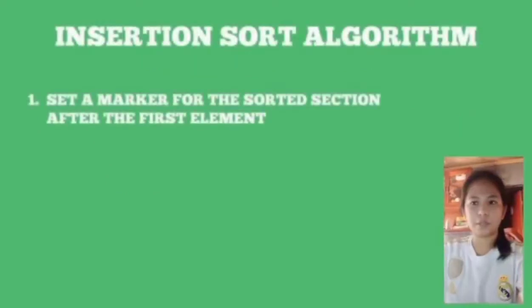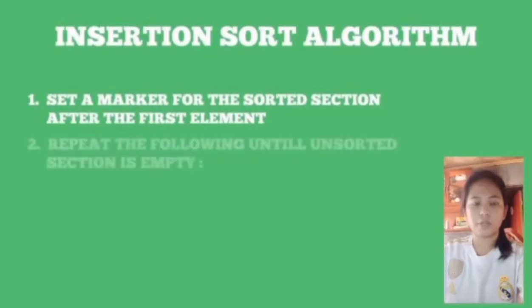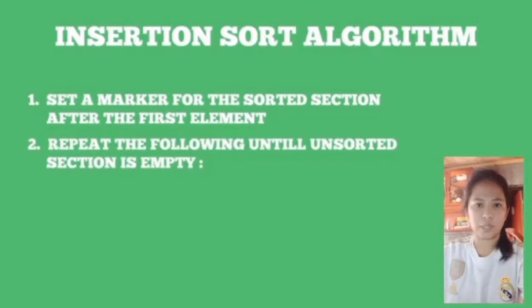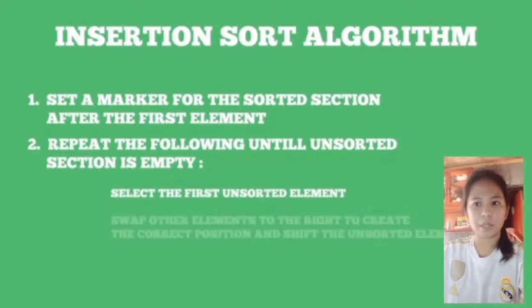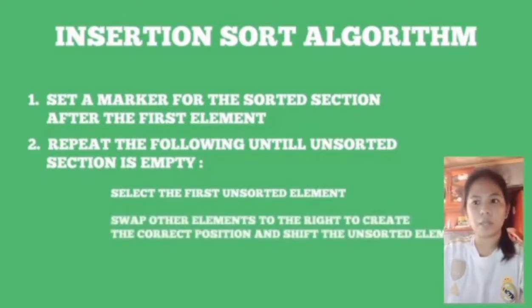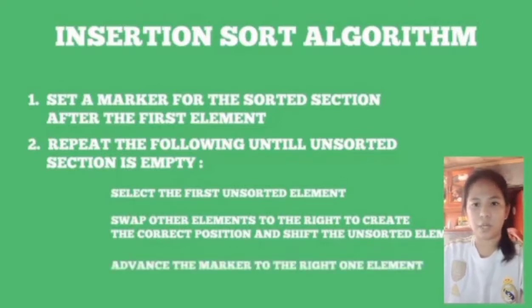Set a marker for the sorted section after the first element. Repeat the following until the unsorted section is empty. Select the first unsorted element. Swap other elements to the right to create the correct position and shift the unsorted element. Advance the marker to the right one element.